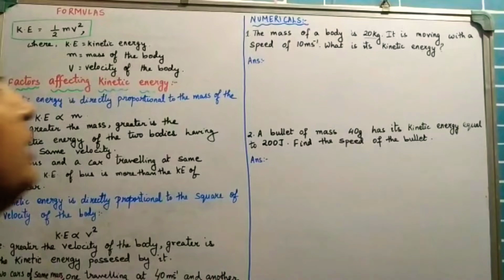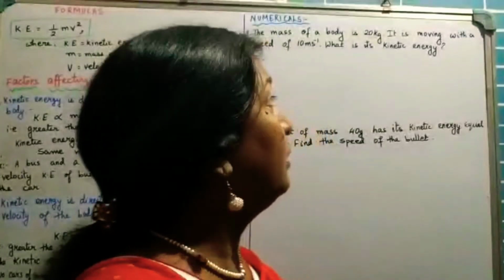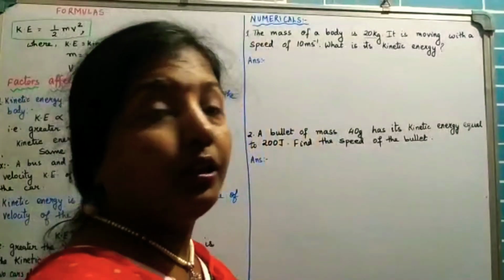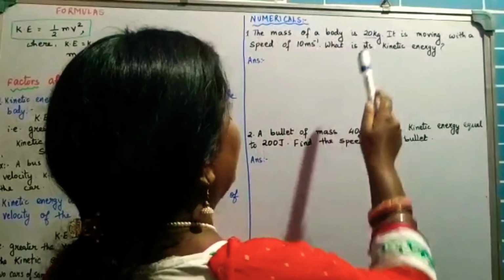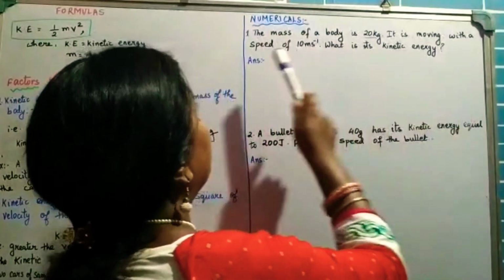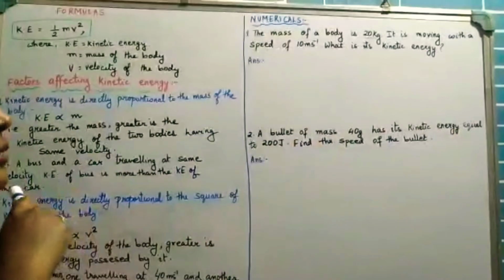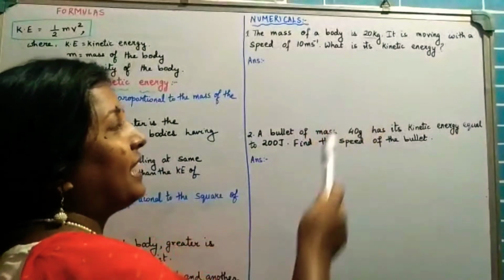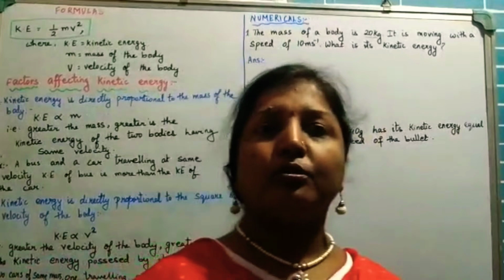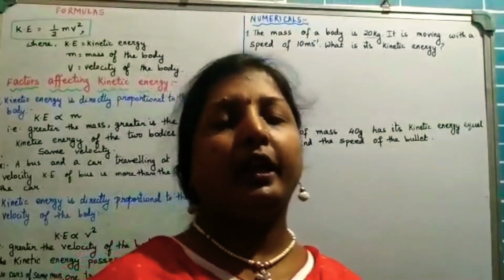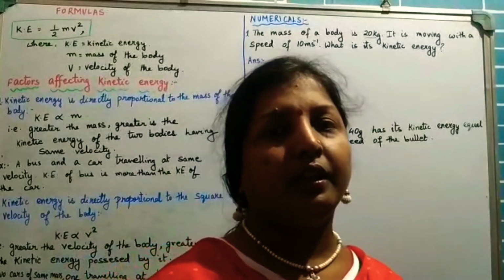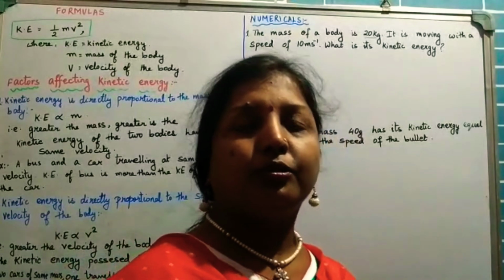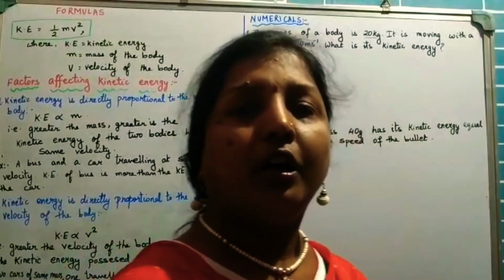Now coming to the numerical solving, you are given a numerical. The mass of a body is 20 kg. It is moving with a speed of 10 meter per second. What is its kinetic energy? Children, all those who want to solve this numerical, before I do it, you pause the video over here and then start solving, and then you can again play to check your answers. For others, I am solving it.